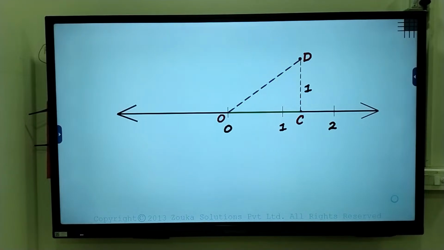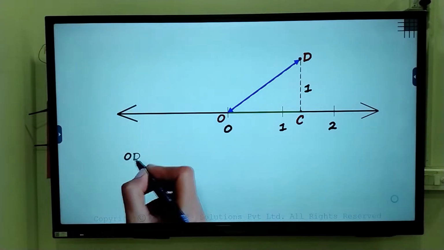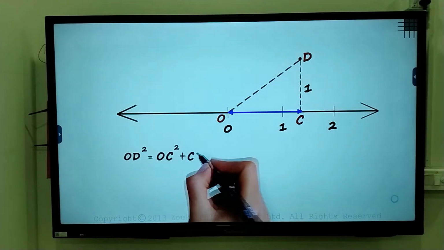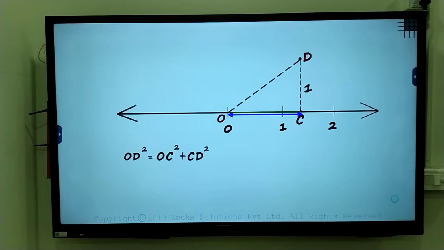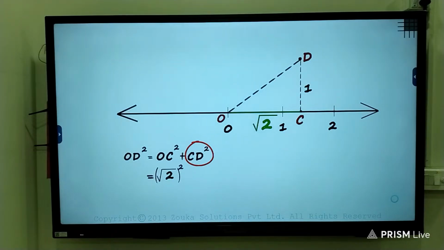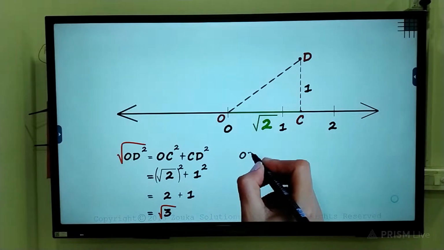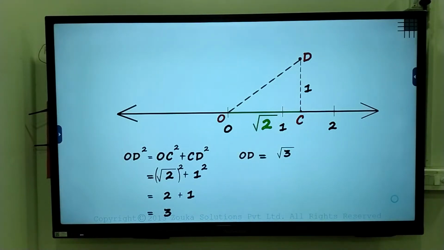Let's calculate it. This is a right angle triangle. By the Pythagoras theorem, OD squared will equal OC squared plus CD squared. Length OC is root 2 and length CD is 1 unit. So OC squared will equal root 2 whole squared and CD squared will equal 1 squared. That will equal 2 plus 1, which is 3. If we get the square root on both sides, we will get OD will equal root 3 units. This length is root 3 units.